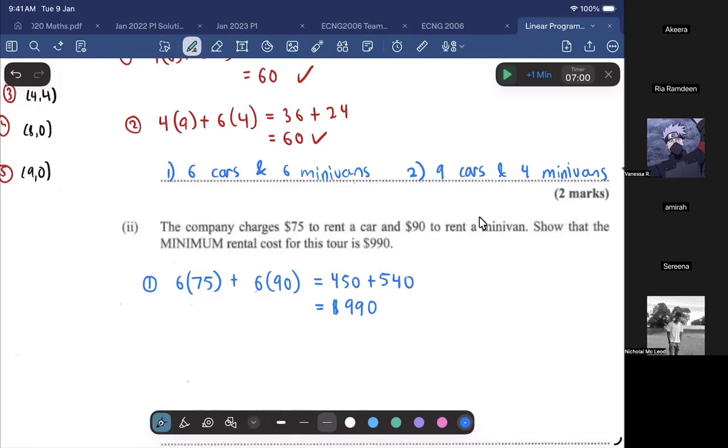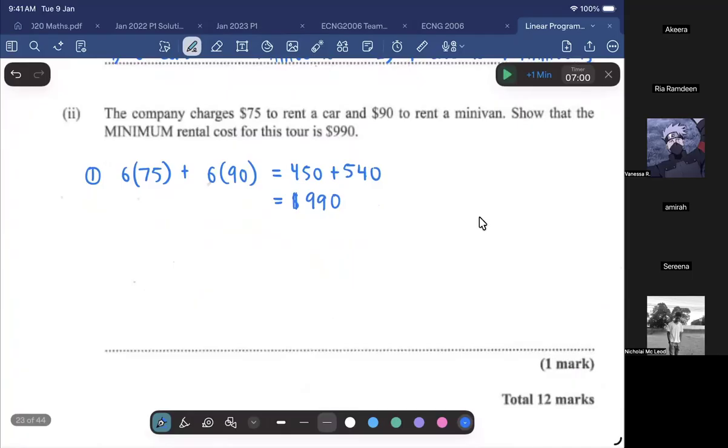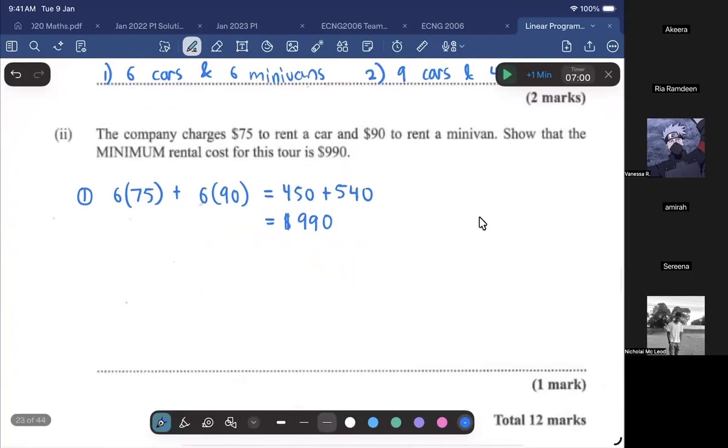So did we just prove it? Yep. Right? So this is the proof. With these kinds of questions, I don't understand why they just put a line, because this working is the proof. So I guess you could say using 6 cars and 6 minivans, the minimum rental cost is obtained.